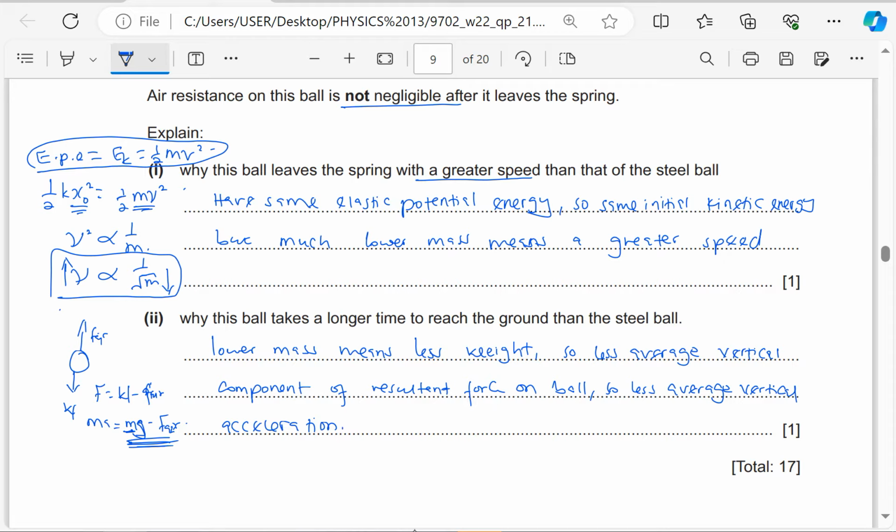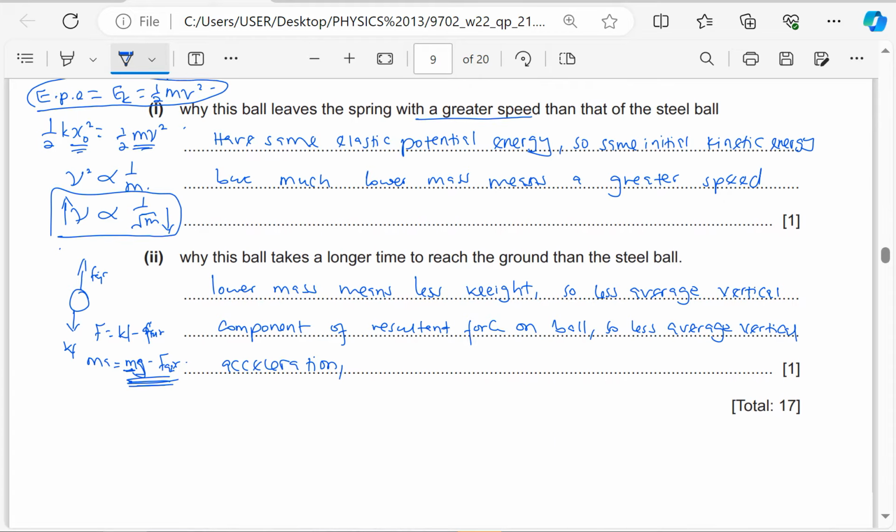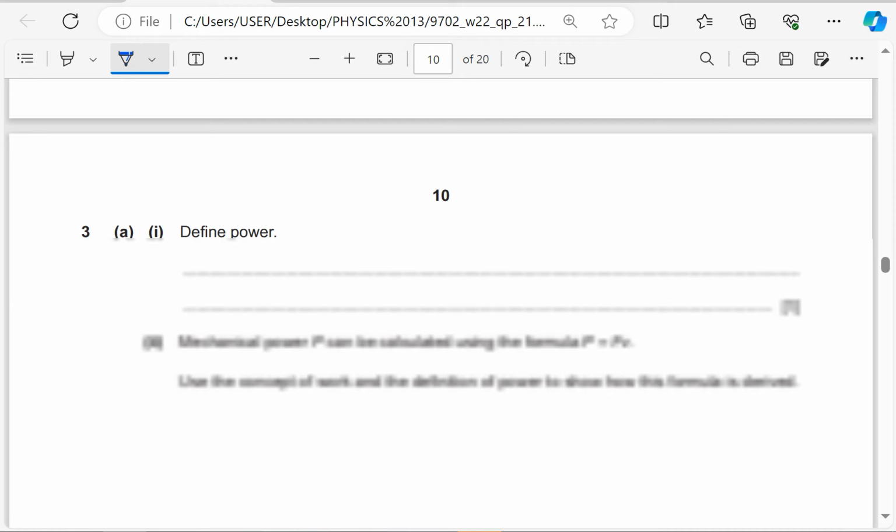And if there is less vertical acceleration, it means it will take longer, because the acceleration determines the time the object takes to cover a certain distance. So it takes longer to reach the ground.